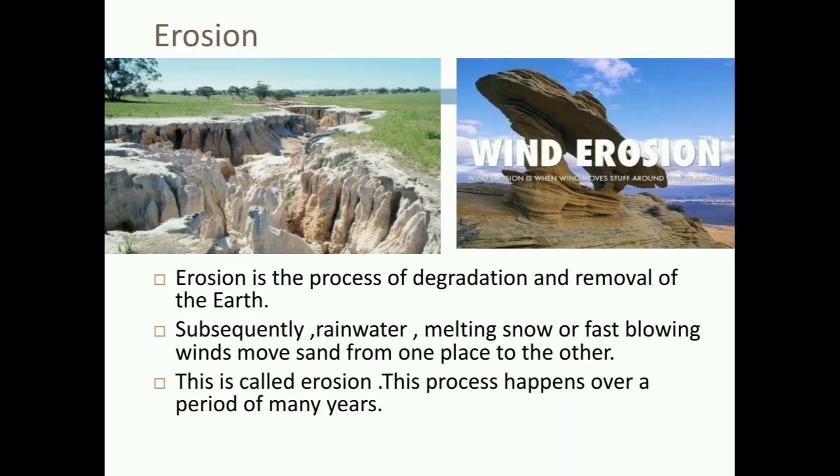Erosion. Erosion is the process of degradation and removal of the Earth's surface. You would have seen sand. It is fine particles of stone, and stones are smaller pieces of rock. Repeated heating and cooling of rocks and stone develop cracks in them. Rain, lightning, and thunder, along with wind and storm, cause them to break further into finer particles. Rainwater, melting snow, or fast blowing winds move sand from one place to another. This is called erosion, and this process happens over a period of many years.